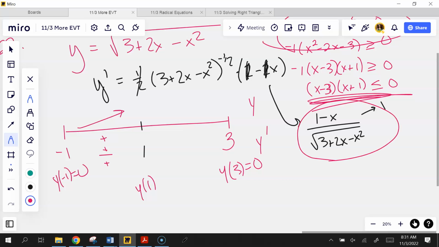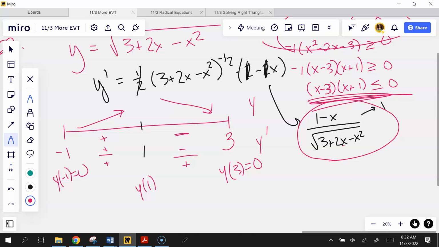I am, because it helps me. It's a little bit easier for me to see if I think about what's divided by what, because all I want is a sign. I don't need to know the actual value. So it's easy for me to think, okay, if x was 2, well, 1 minus 2 is a negative number. And then if I put in a 2 down here, 3 plus 4 would be 7 minus 4. I'm still positive, right? So that's going to be positive on the bottom. So negative divided by a positive is a negative, and I am decreasing.